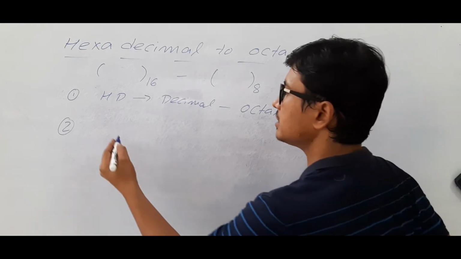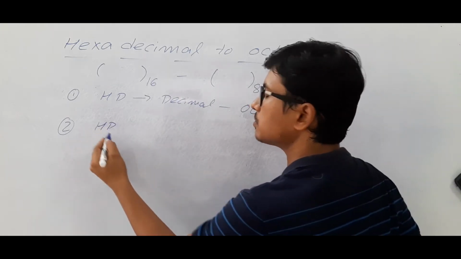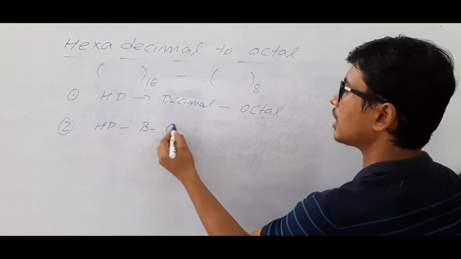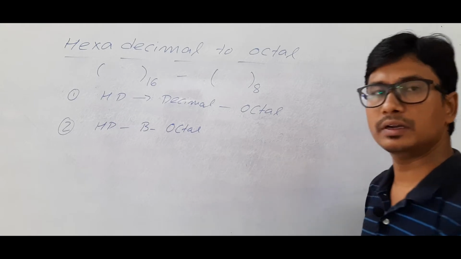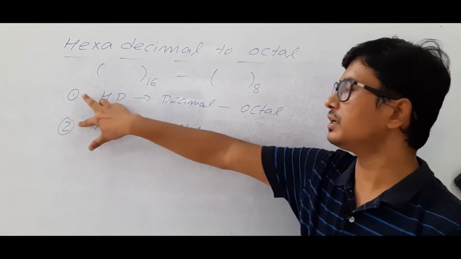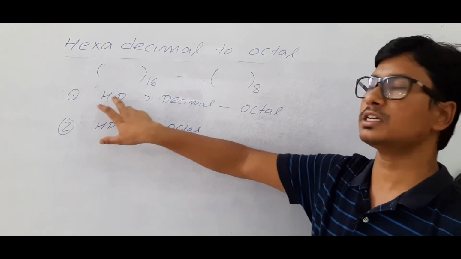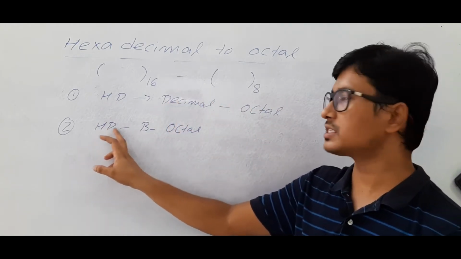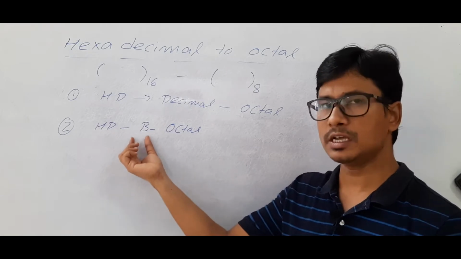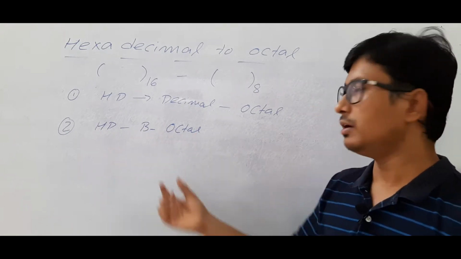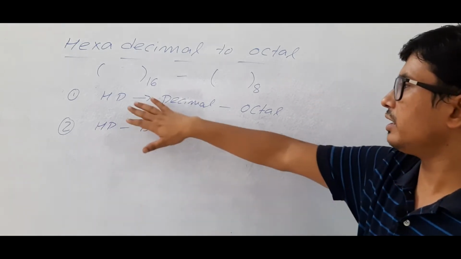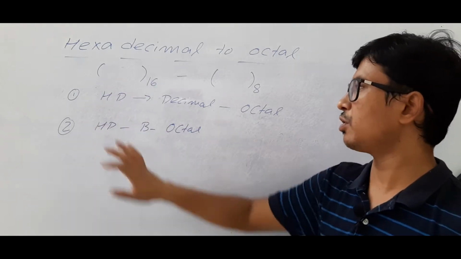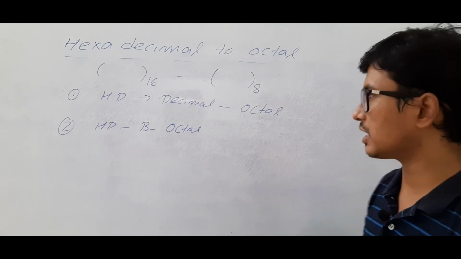And the second way is we can convert a hexadecimal to a binary number, and from binary we can convert into an octal number. Is it clear? So we can do it in two ways: hexadecimal to decimal, and decimal to octal. And the second way is hexadecimal to binary, and binary, which means a base 2 number, to octal. Already I think everyone knows how to do process 1. I want to discuss the second way.